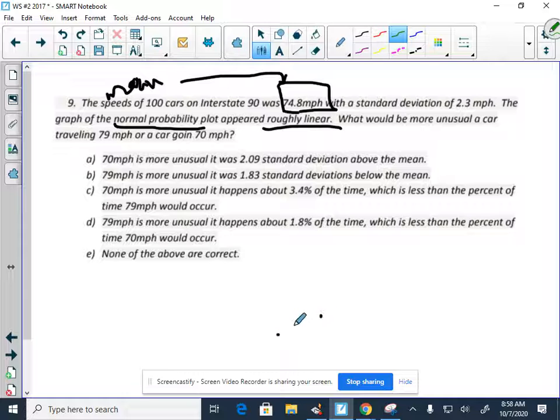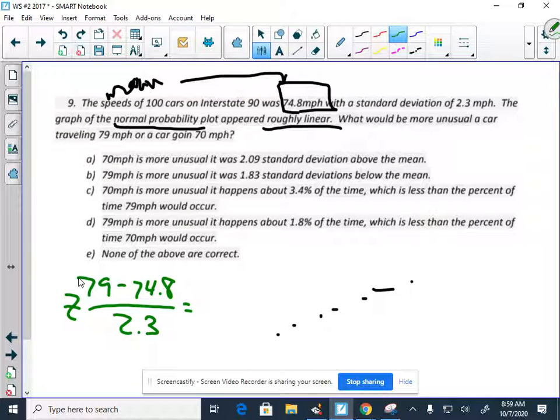The graph of the normal plot appears linear. Now remember, the normal probability plot, if it's linear, that means the data is approximately normal, okay? So now we are being told it's normal because they looked at a graph. All right, what would be more unusual, a car traveling 79 or a car going 70? Now it actually doesn't even matter that it's normal because you could do this just based on z-scores alone. So I'm going to take the 79 and create a z-score: 79 subtract 74.8 divided by 2.3. That's going to be a positive z-score.